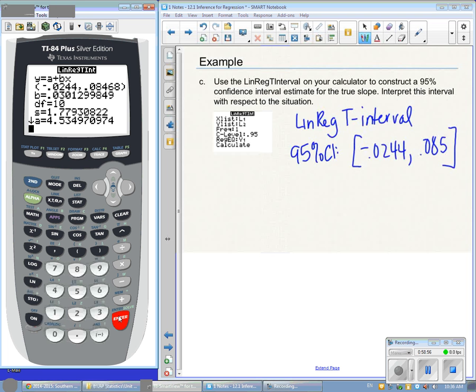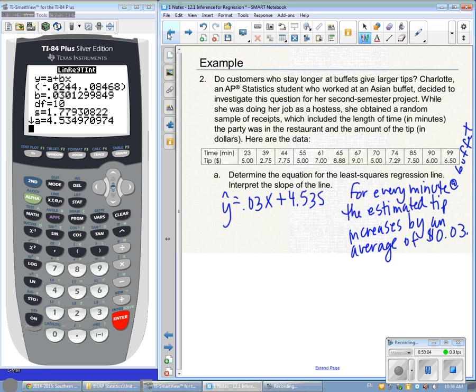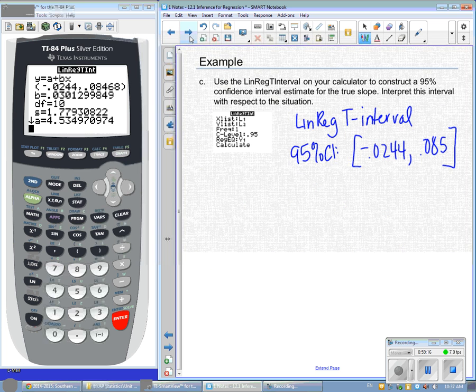And so you're asked to interpret the interval with respect to the problem. Okay? And in this case, if we go back to the original question, she wants to know, do customers who stay longer at the buffets give larger tips? Ultimately, that is the question that she's trying to answer. So if we look at this confidence interval, what can you conclude about the answer to her question? We're not asking about significant. Think about the question that's being asked. Do customers who stay longer leave bigger tips? What number is in that interval?